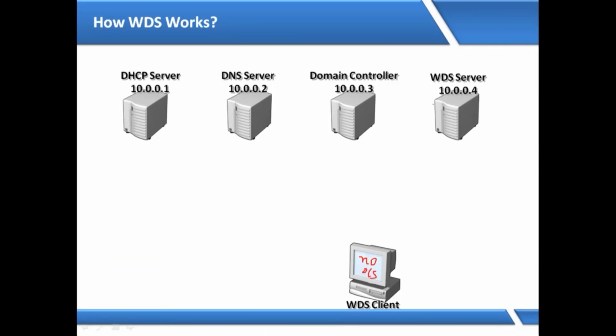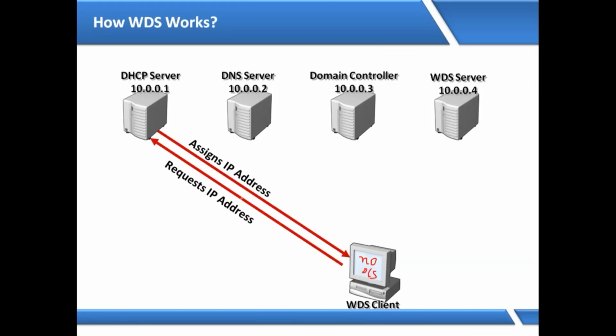DNS, domain controller, and WDS. Then it will work. So here, why is DHCP required? If you want to work in a network, the client should become part of the network. How can it become part of it? By getting an IP. So who can assign the IP? The DHCP server. The DHCP server will assign the IP address to the WDS client so that it becomes part of the network.